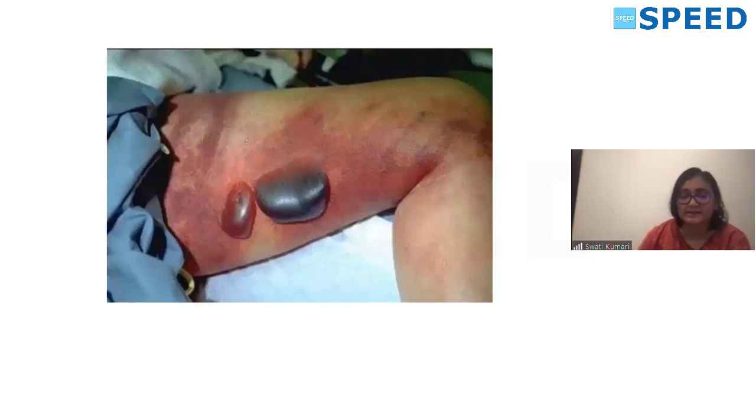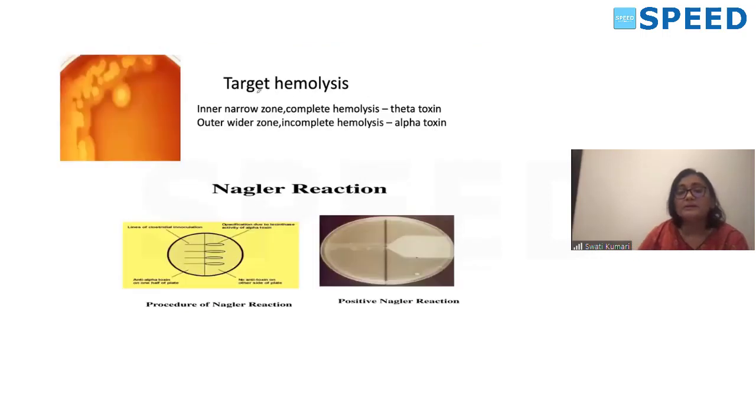This is a picture of gas gangrene which a patient developed after injury. What are the diagnostic features? One is target hemolysis. You can see an inner zone of hemolysis and an outer zone of hemolysis: an inner narrow zone and an outer wider zone. The inner hemolysis is because of theta toxin, and the outer wider zone is because of alpha toxin.